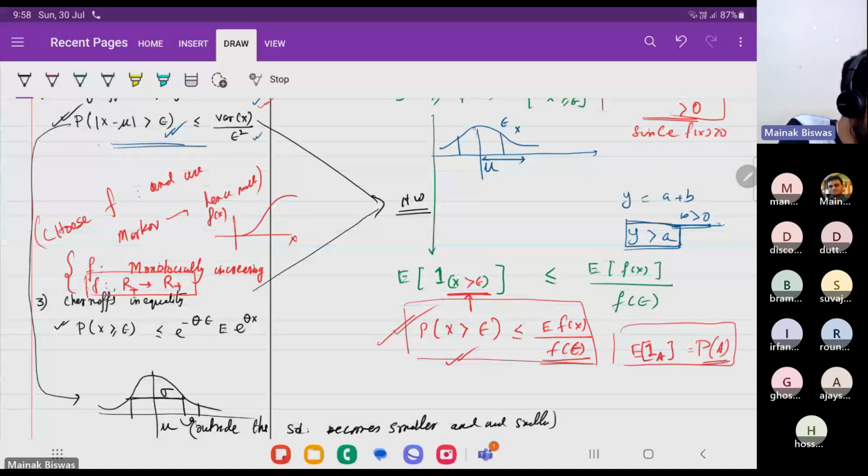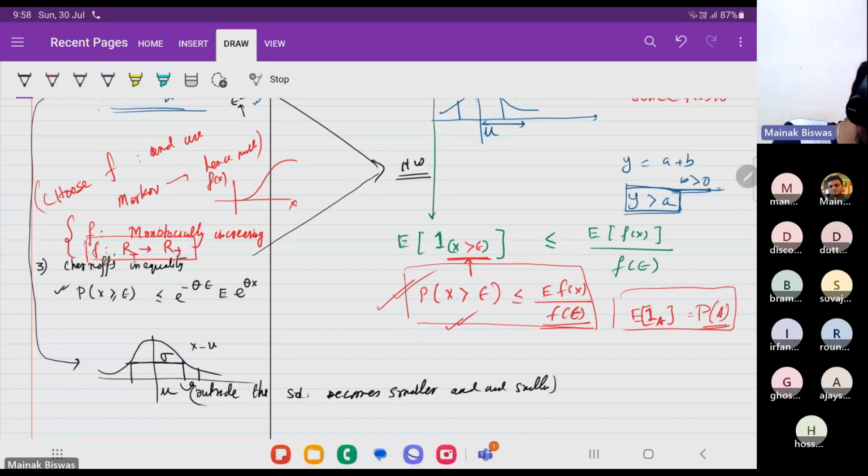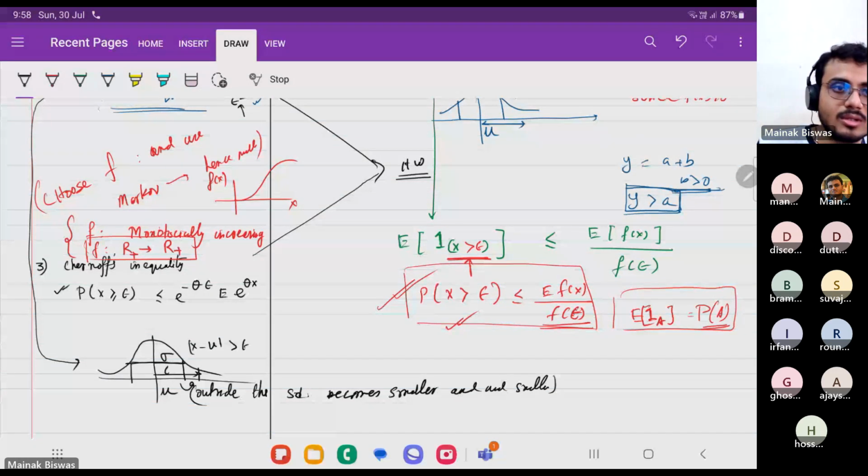Right, as epsilon increases, your denominator will become very, very large compared to your variance, and the bound will become very, very small. So as epsilon is very large from mu, the probability of being away from the mean, which is the probability that |x minus mu| is greater than epsilon, will become smaller and smaller. So this is your epsilon term. Do you agree? Right. Now you are getting the significance.